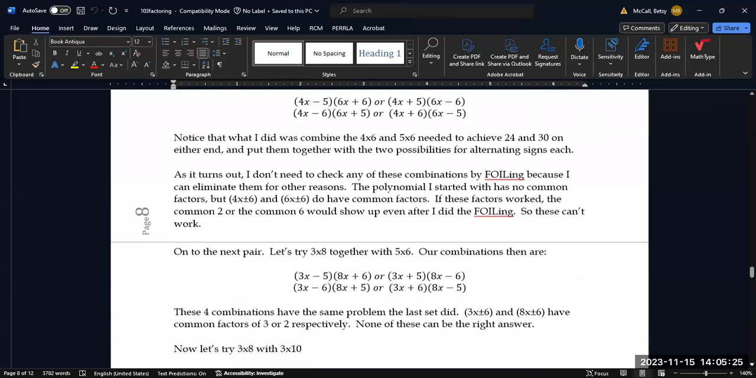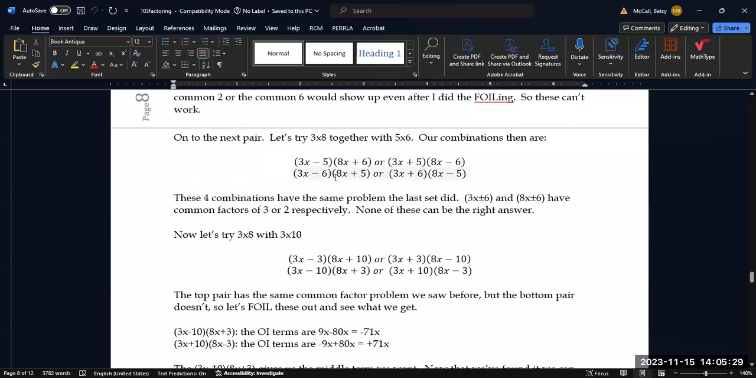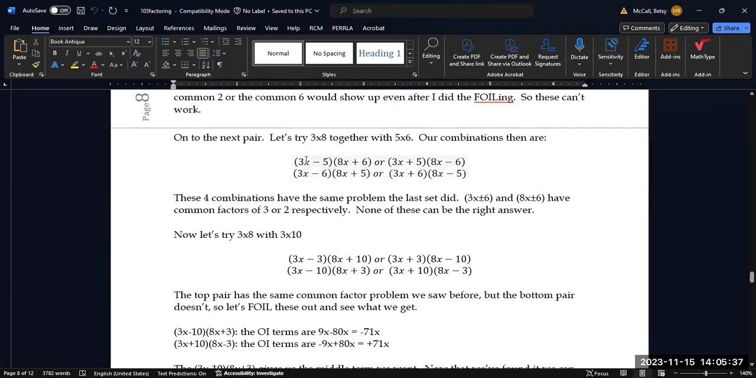So I'm going to try changing out the 4 and 6 to 3 and 8. And again, all the sign combinations that we saw before, they're still operative. So the 3 can go, and the 8 can go with the 5, and the 8 with the 6, with a negative sign and positive sign, or the reverse. Or we can put the 3 with the 6 and the 8 with the 5.